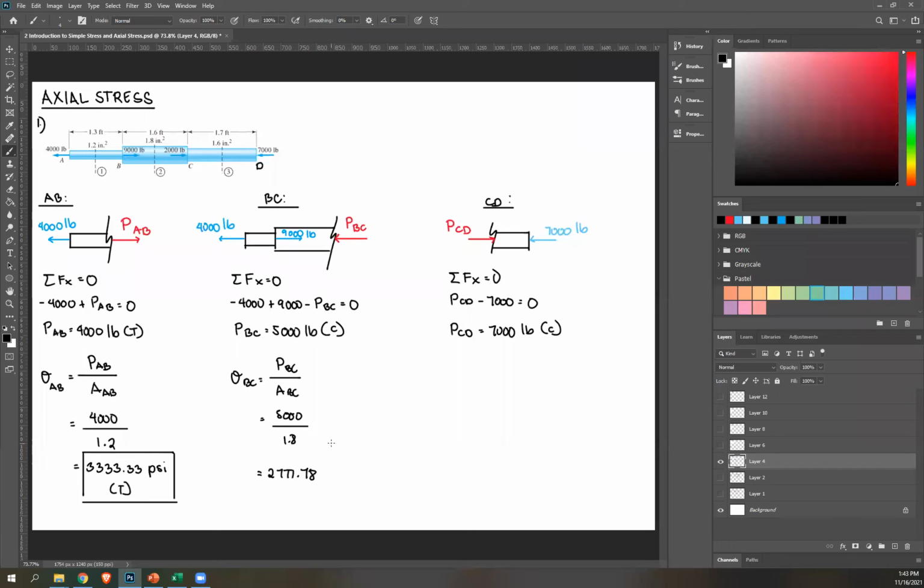2,777.78. And once again, that's PSI compression. Then finally, stress CD for CD, area CD. For CD, 7,000. Area CD, 1.6. Please solve. What's the answer?